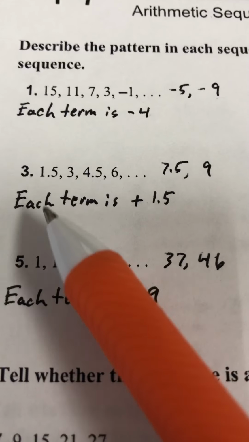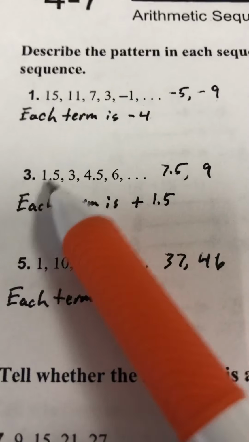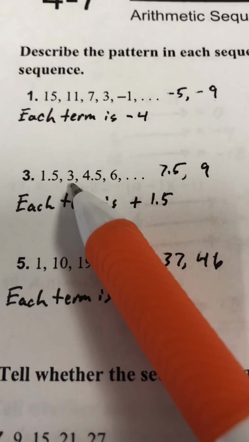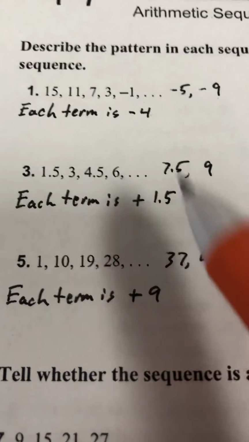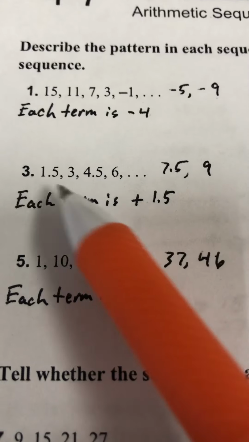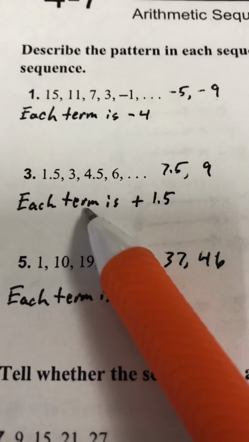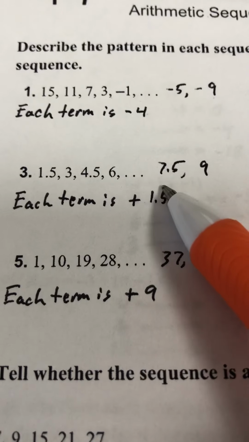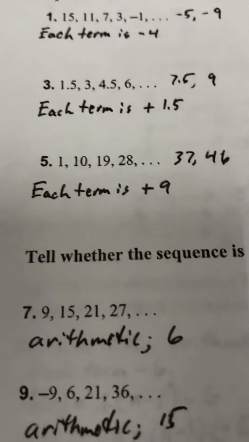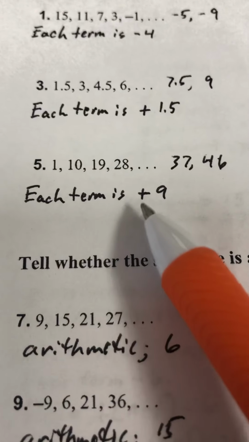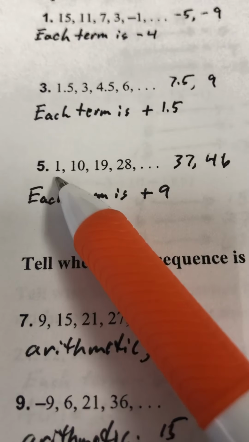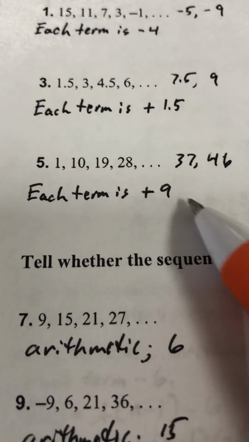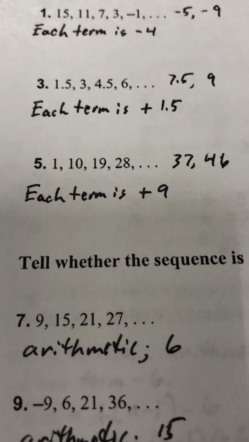Taking a look at the third one, if I find the difference between these, 3 minus 1.5, or 4.5 minus 3, or 6 minus 1.5, each time I get 1.5. Notice it's going up, so each term goes up 1.5. The next two terms would be 7.5 and 9. Number 5, each term is adding 9. From 1 plus 9 goes 10, 10 plus 9, 19, and so on. The next two terms would be 37 and 46.